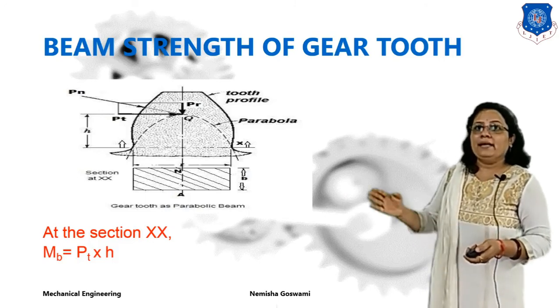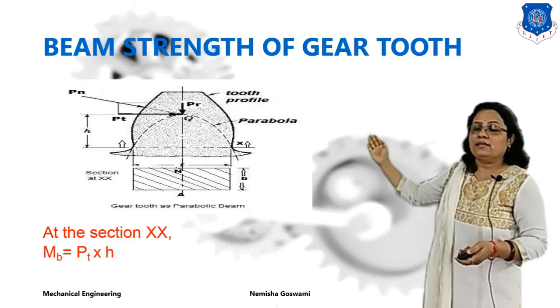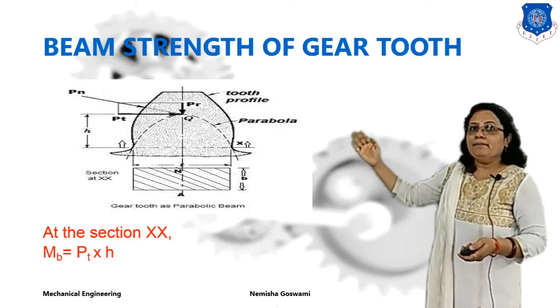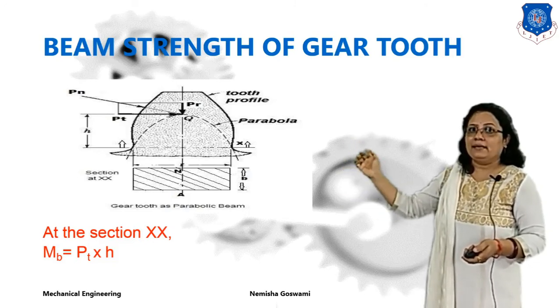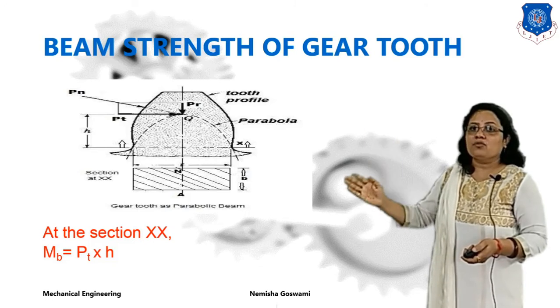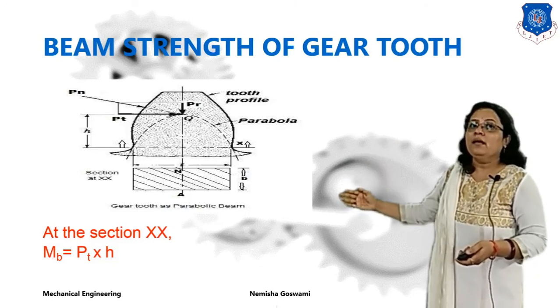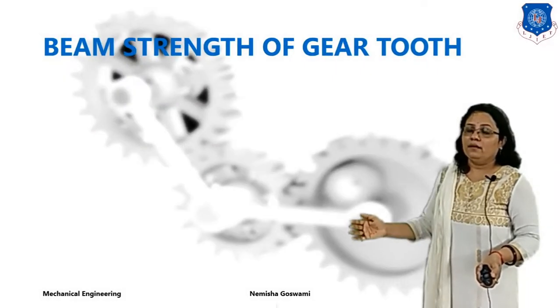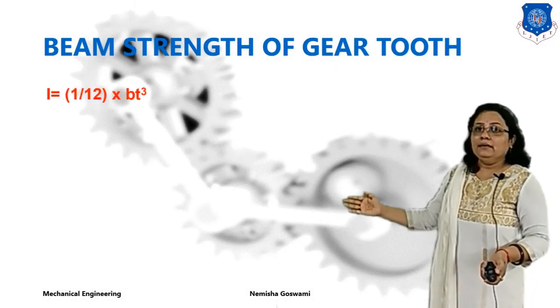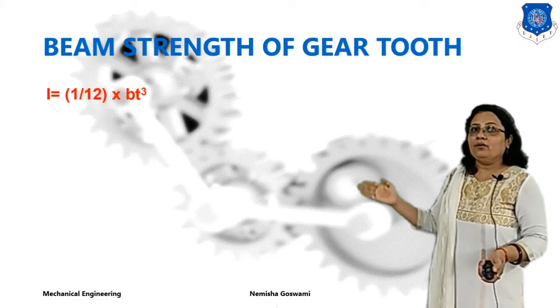Okay, so the bending moment produced due to the tangential load is PT multiplied by the perpendicular height. PT is acting in this direction and H is your perpendicular height. So you can see here the bending moment is equal to PT into H. Now, what is I, the moment of inertia?